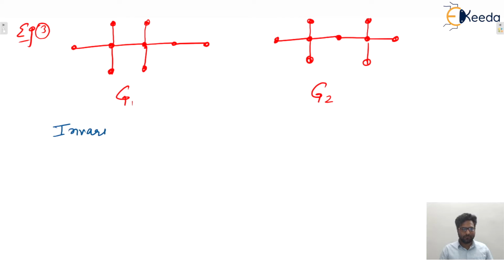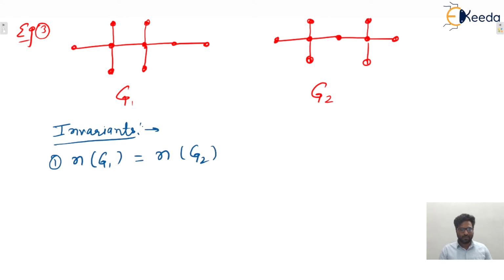We can use these invariants. First one is that the number of vertices in G1 must be equal to the number of vertices in G2. In both the graphs, a total of 9 vertices are there. Second one, the number of edges in G1 must be equal to the number of edges in G2. In G1, we can see 1, 2, 3, 4, 5, 6, 7, 8 edges are there. In G2 also, 8 edges are there.